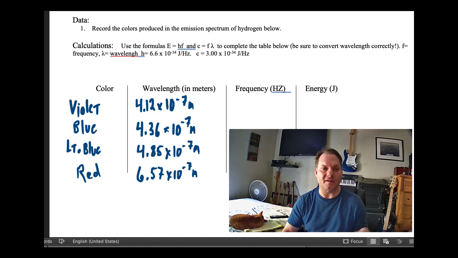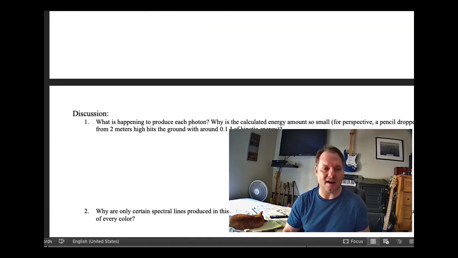So now what I'd like you guys to do is go ahead, perform these calculations so we know the energy of the photons being produced. Thus we'll know the energy differences within our hydrogen atom. We've essentially dissected our hydrogen.